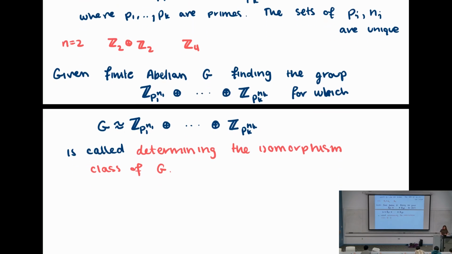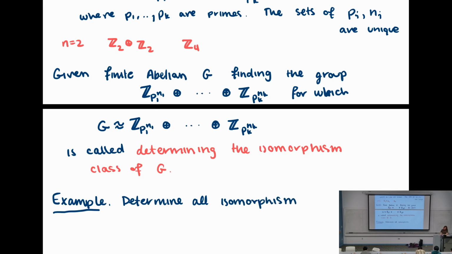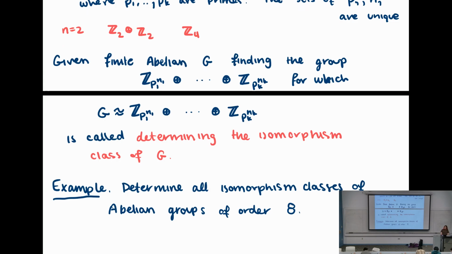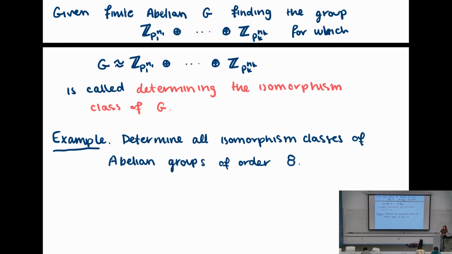So I'll start by showing you. We'll compute, or determine, all isomorphism classes of abelian groups of order 8. Okay, so 8 is equal to 2 cubed.